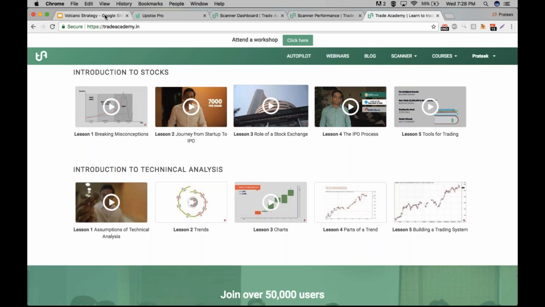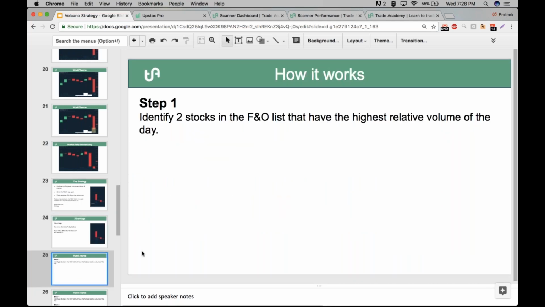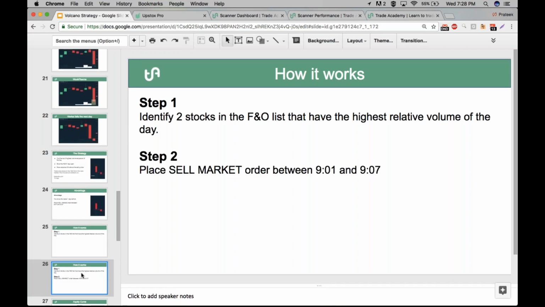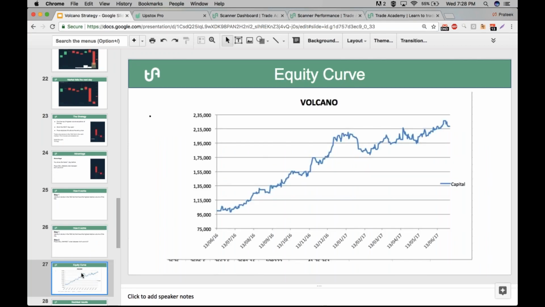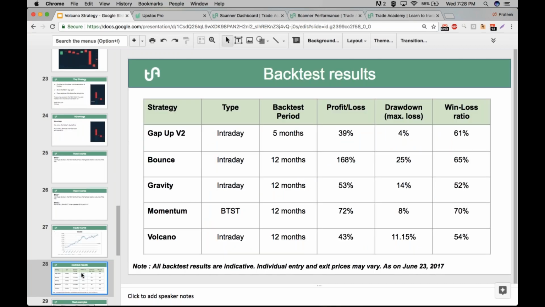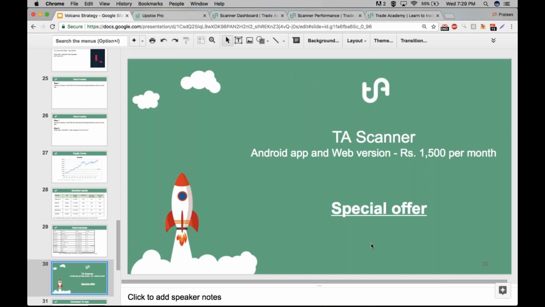Perfect. So I hope everyone learned the Volcano strategy. Here's how it works. Identify 2 stocks in the F&O list that have the highest relative volume of the day compared to the last 4 days. Once you have the 2, you place a sell market order the next day between 9:01 and 9:07. And that's it. These are the only 2, very simple, very straightforward. So these are all the examples. You can go through them yourself.